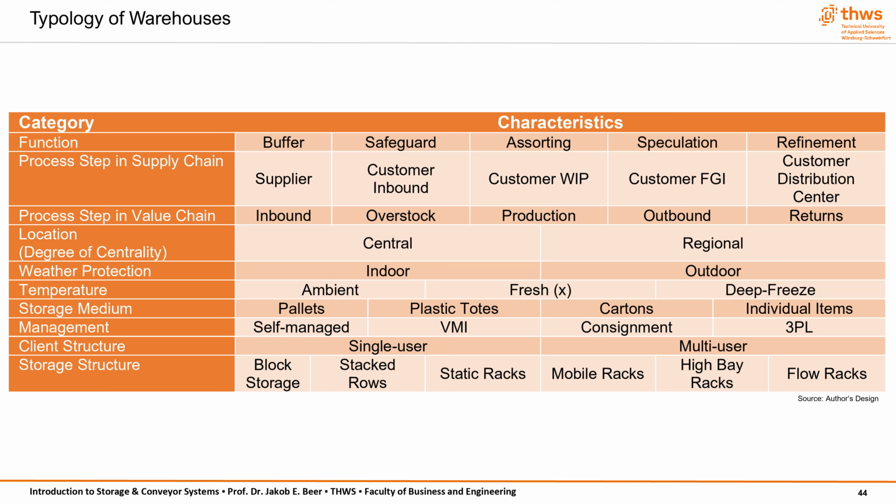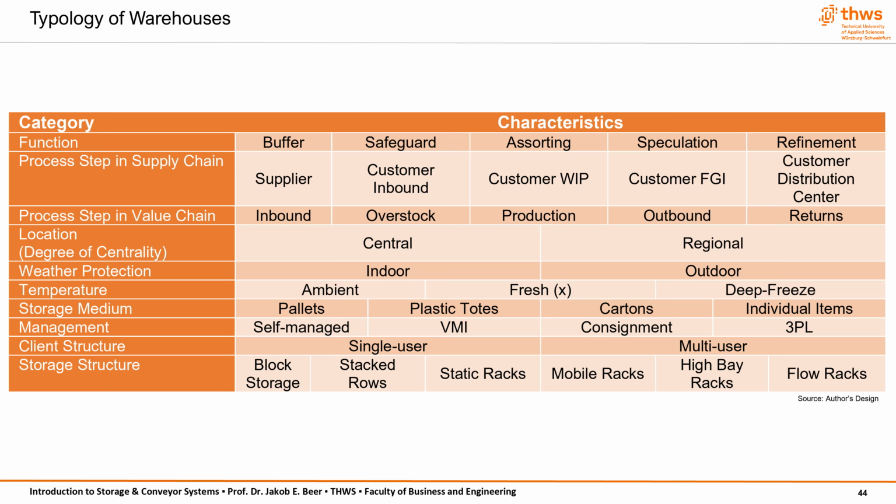The third row shows the warehouse's role within the value chain. Some warehouses are clearly part of inbound logistics. Their role is to receive, sort, and temporarily store incoming materials. Others hold overstock, products that are not currently needed in production or distribution, but are kept for future use. These may be slow movers, seasonal items, or goods awaiting a change in demand.